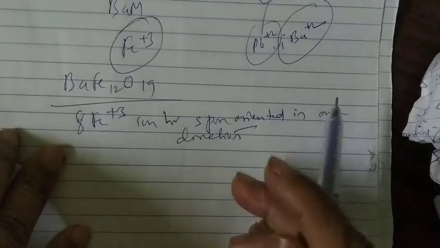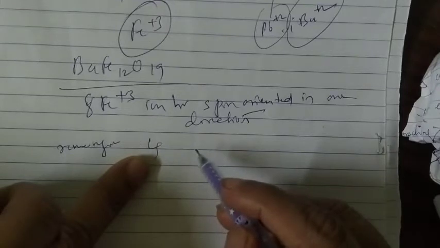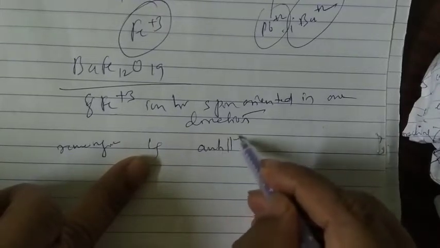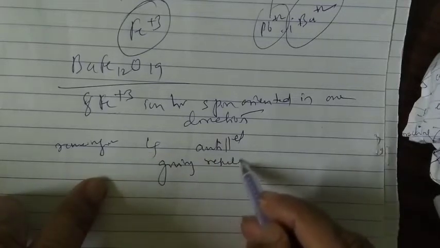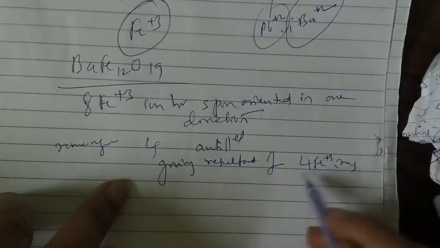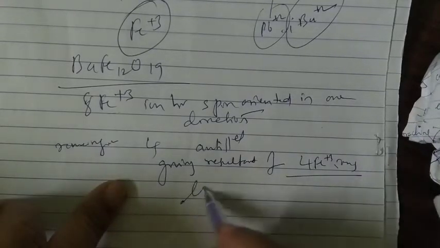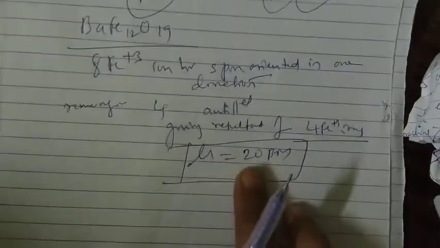And the remaining 4, 8, 9, 10, 11, 12. So the remaining 4, what happens here? Here the remaining 4 are anti-parallel spin, giving a resultant of 4 Fe plus 3 ions. Magnetic property of 4 Fe plus 3 ions with a value of 20 Bohr magneton. This is what it is about magnetoplumbite. That's why they are very permanent magnets.